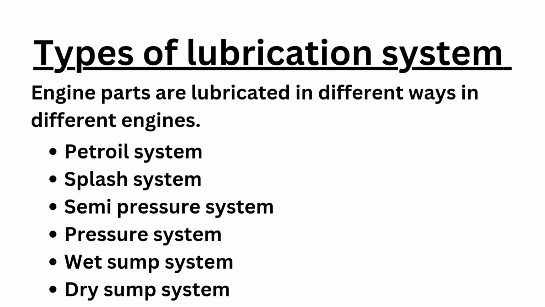Types of lubrication system. Engine parts are lubricated in different ways in different engines. Petroil system, splash system, semi-pressure system, pressure system, wet sump system, dry sump system.